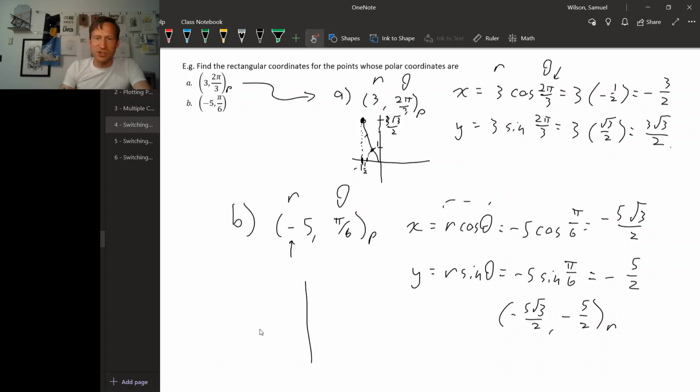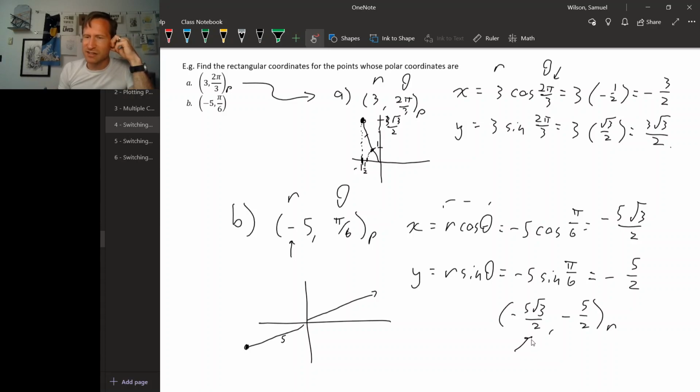And again, just to make sure we're making sense and in the right quadrant, this angle, pi over 6, looks like this. And so with an r value of negative 5, we would back up into the third quadrant. So out here somewhere, with this diagonal being length 5. And it looks like our rectangular coordinates are both negative, so we're in the right quadrant, because in the third quadrant, both coordinates are negative.